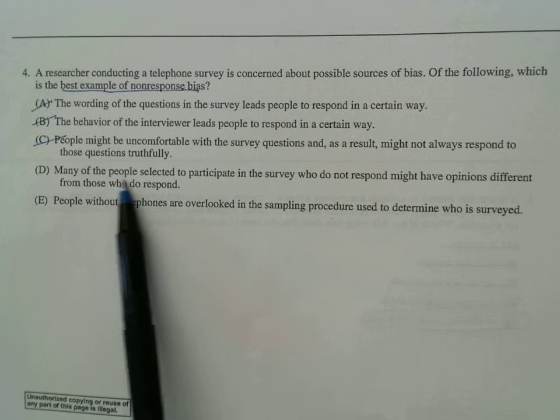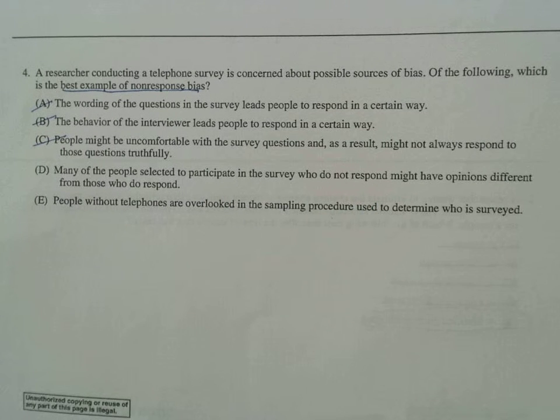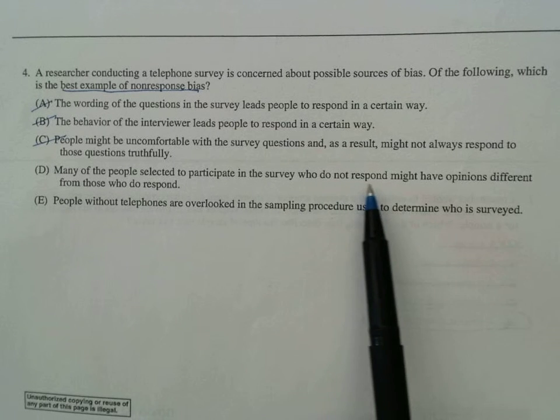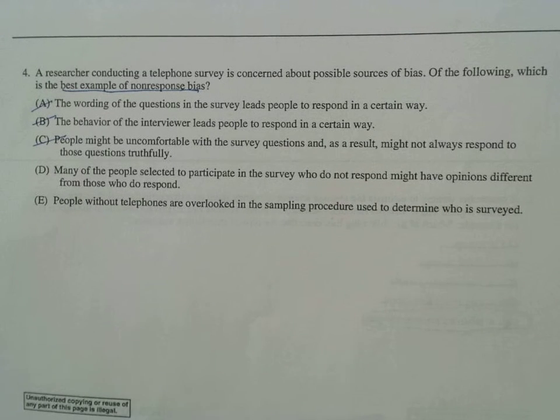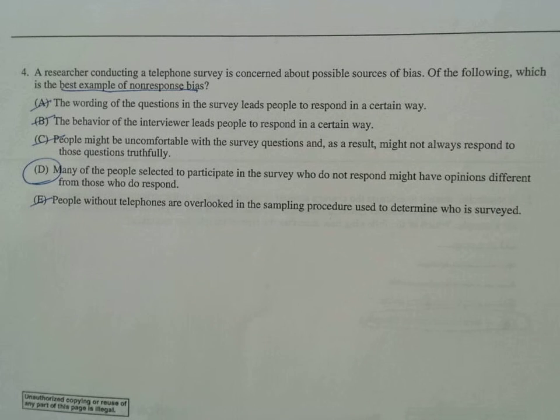It says many of the people selected to participate in the survey who do not respond might have opinions different from those who do respond. And that's the big thing. If we exclude people without telephones, is it going to matter? Are they going to respond the same way as the people who had telephones? So this one, it says who do not respond might have responses or opinions that are different from those who do respond. That's the really important key factor, and that's why it is D and not E. I could understand E, but again, these are one of those tough questions where you really have to think about it.